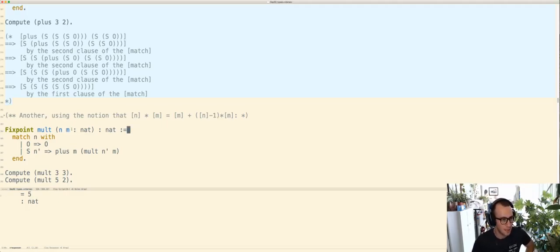To do n times m, well, if n is 0, we return 0. 0 times anything is just 0. If n is the successor of anything, well, then we need at least one more m in the result of recursively multiplying. So let's check our work.